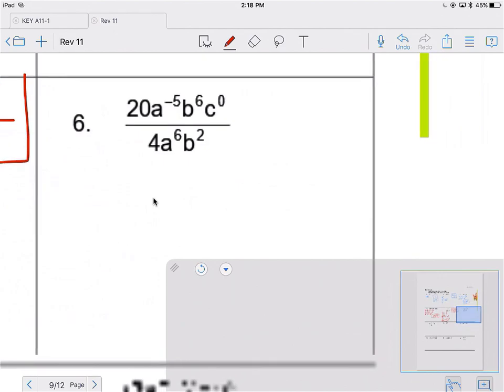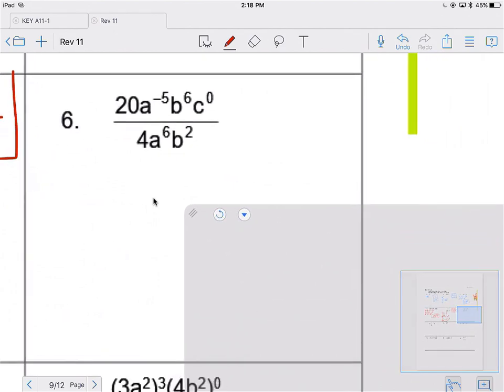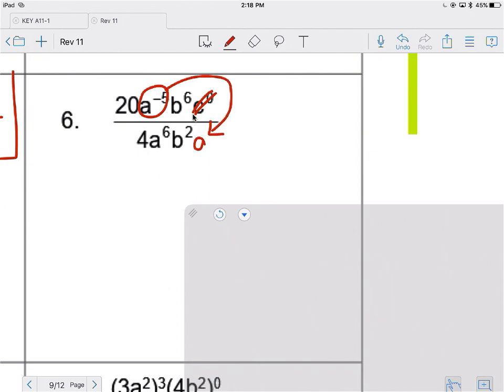For problem 6, I have another fractional one. I do not have any parentheses that I need to worry about first. However, I do have a negative exponent and a 0, so I'm going to clean some stuff up really quickly. Anything to the 0 power is 1 or it cancels, so we can just cross it out. And I'm going to move this a down to the bottom so that it will be positive and I don't have to worry about dealing with a negative exponent.